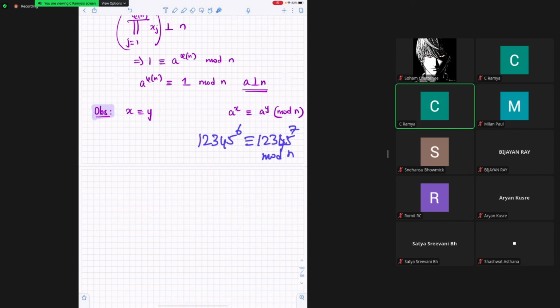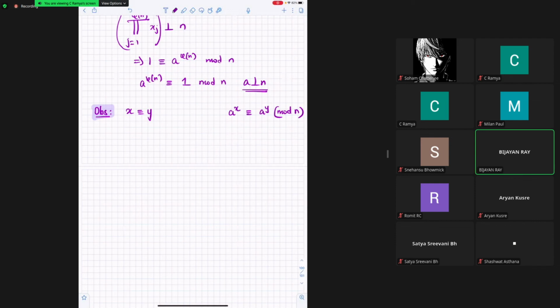Computing a^x is very hard. I don't even know how to compute it; it's some very large number, say a 200-digit number. But these numbers x, y and n are small. So, is the computation of phi(n) at least as hard as factorization of a number?